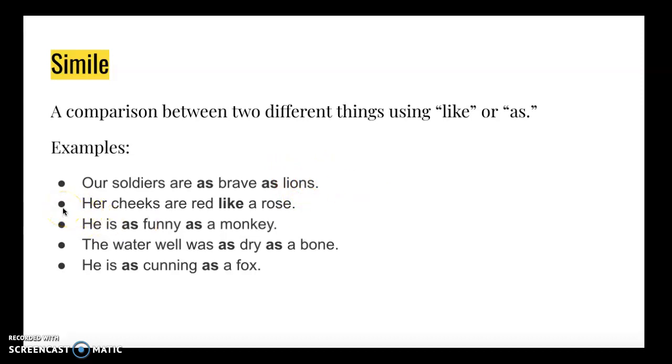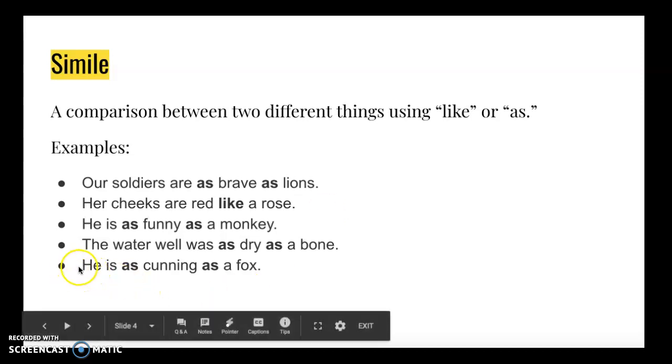Let's look at number 2. Her cheeks are red like a rose. So her cheeks are being compared to the redness of a rose. Okay, so you can imagine maybe some of us get really embarrassed sometimes and our cheeks just get really, really red. That's a simile that you could use in the future if you want to. Okay, let's jump down to the last one. It says, he is as cunning as a fox. To be cunning means to be kind of sneaky and smart. So this he character, whoever he is, is being compared to the cunningness of a fox. Okay, so we have our comparisons there.